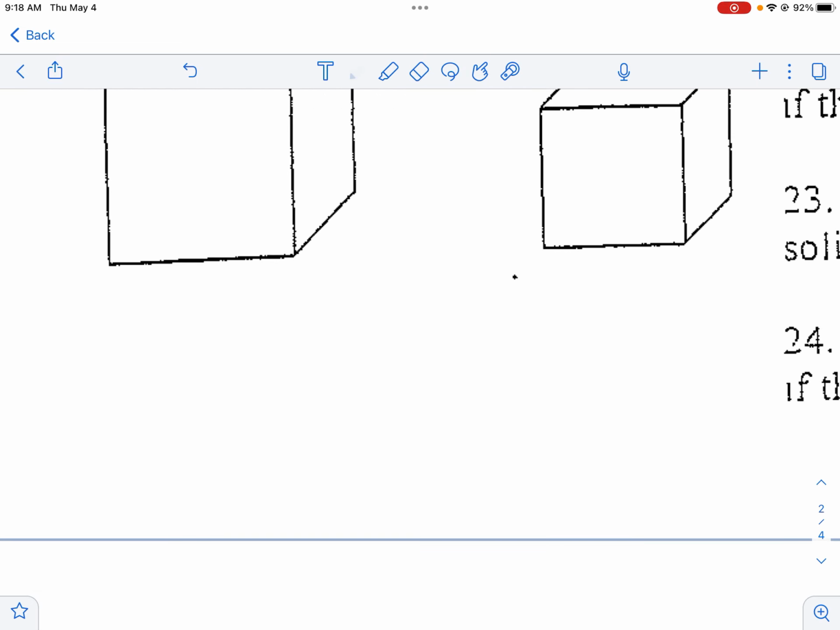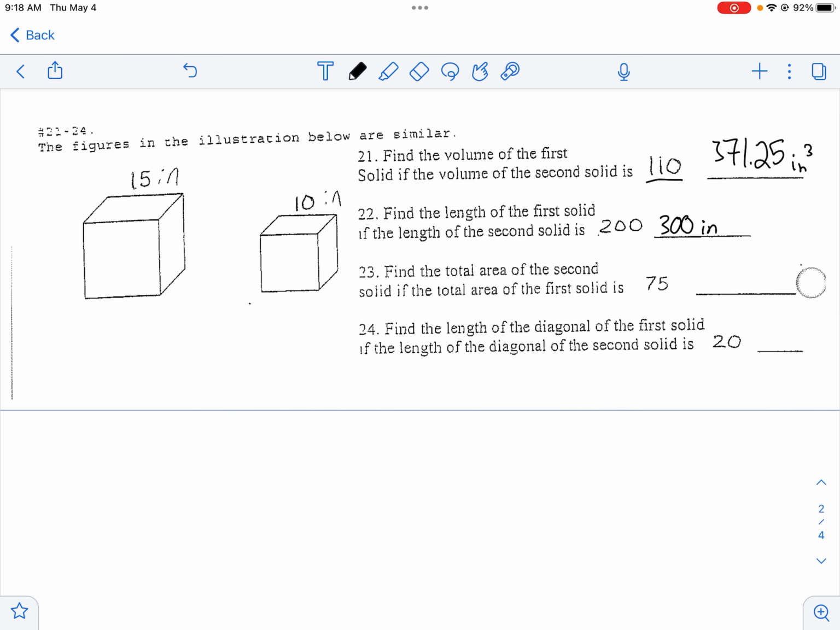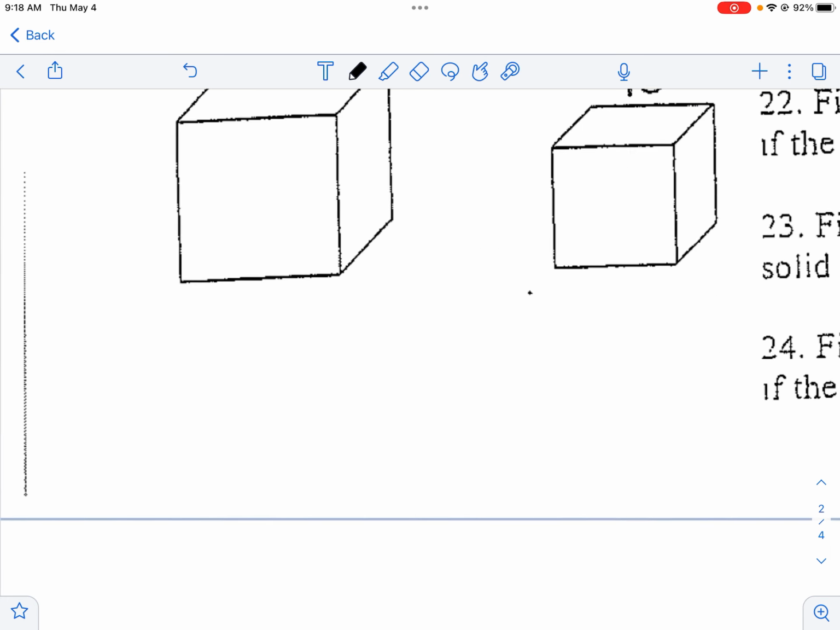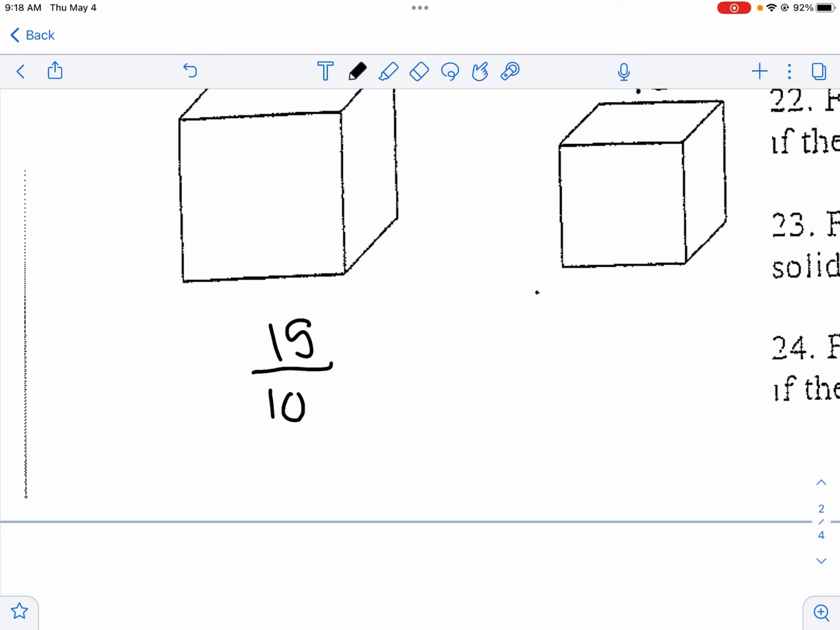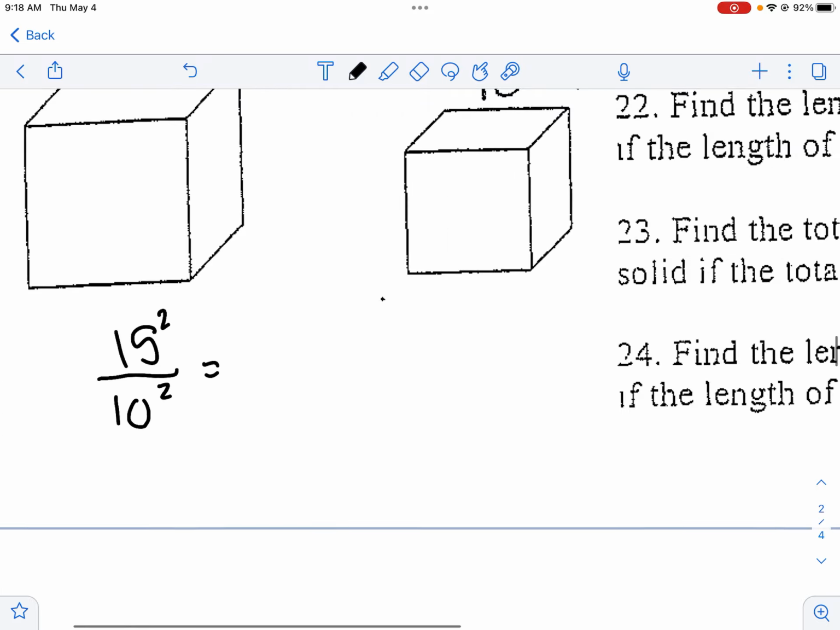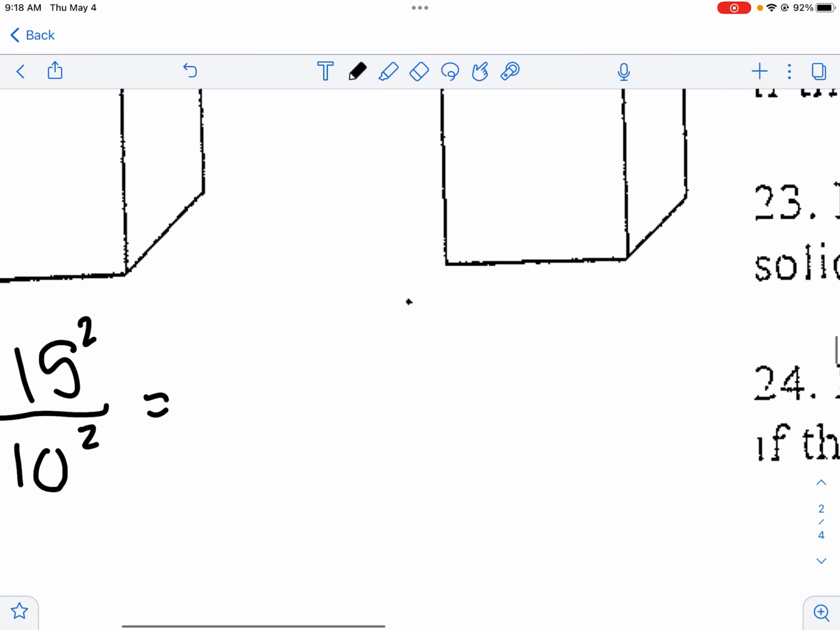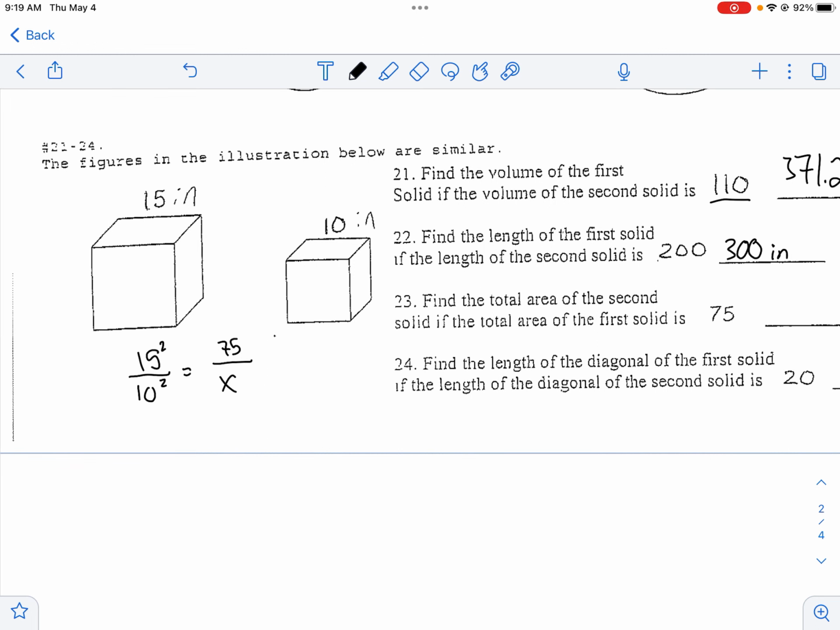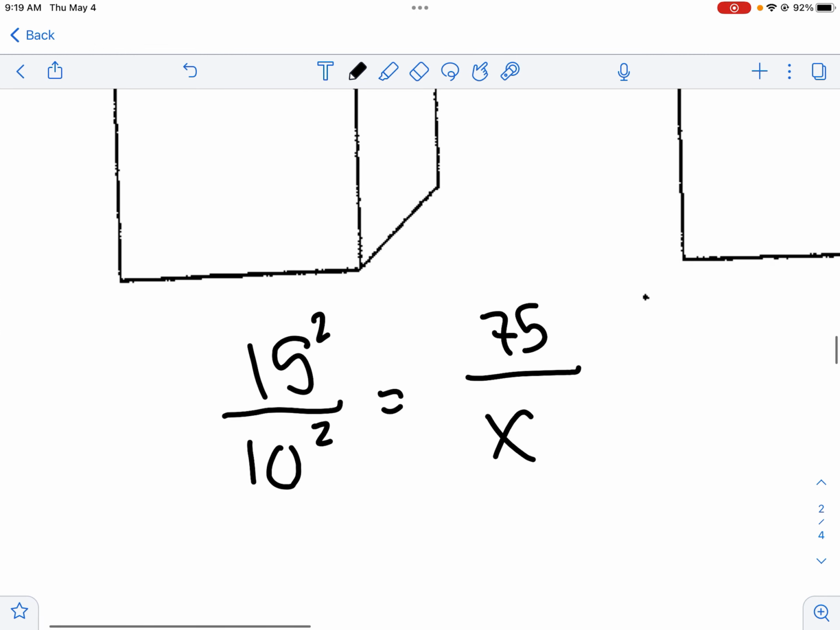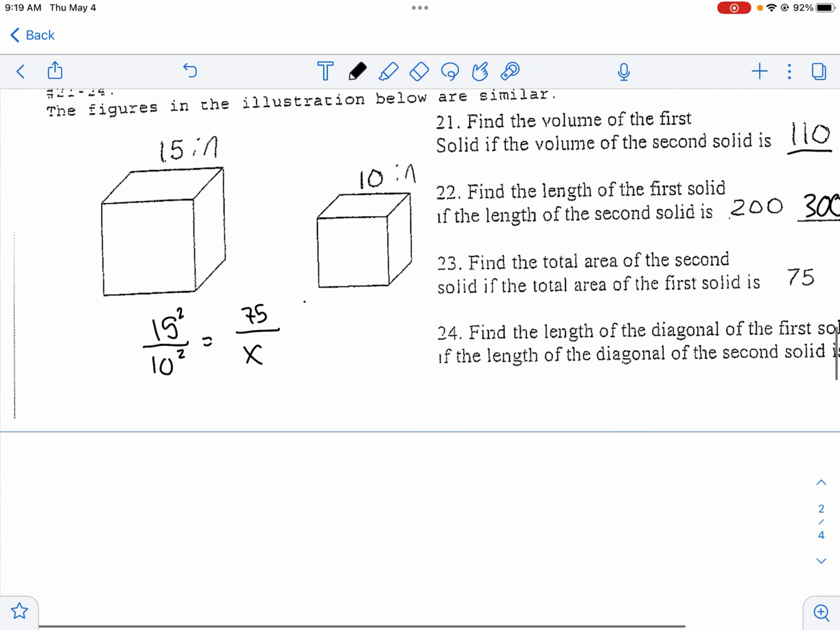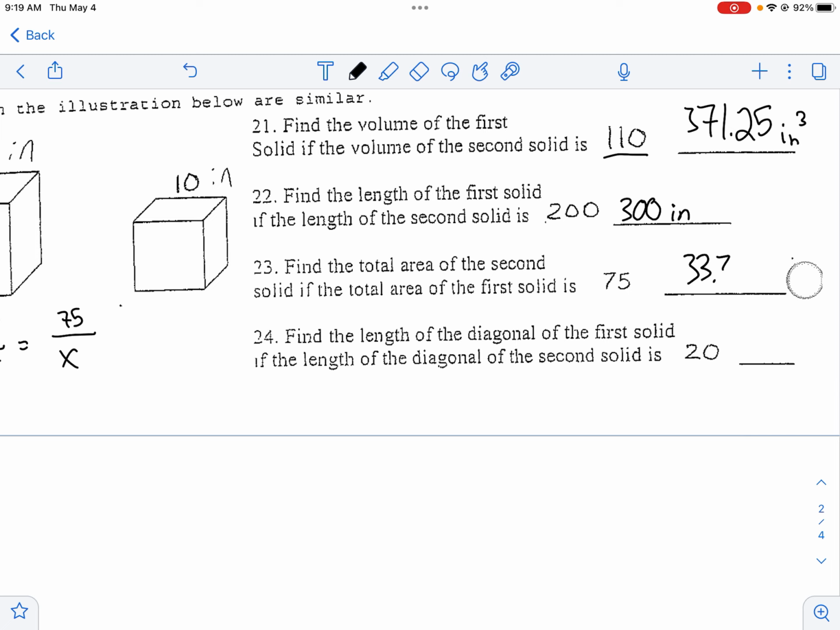All right, so you can feel free to pause if I'm going too fast. Find the total area of the second solid. The total area of the first solid is 75, so we have 15 over 10. This is going to be an area, so you've got to square them. Equals, find the total area of the second solid. So we're given the first solid is 75, and the second solid is unknown. First solid 75, second solid on the bottom. So you've got 100, which is 10 squared, times 75, and divide that by 15 squared. That's going to give me 33.3 repeating inches squared, because it's an area.